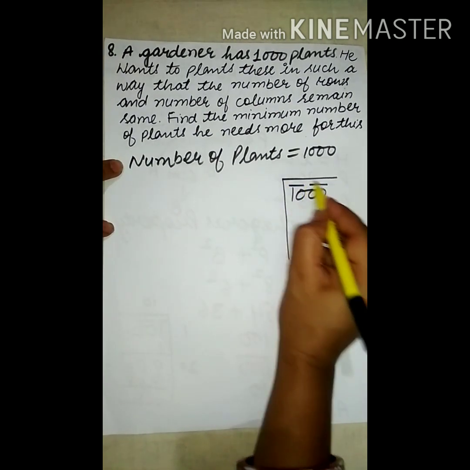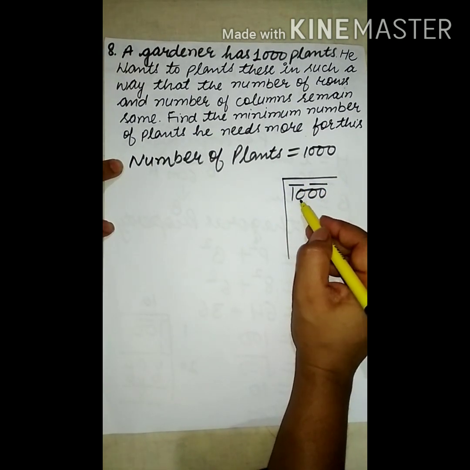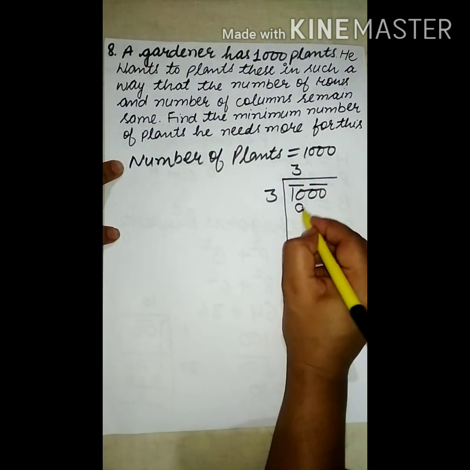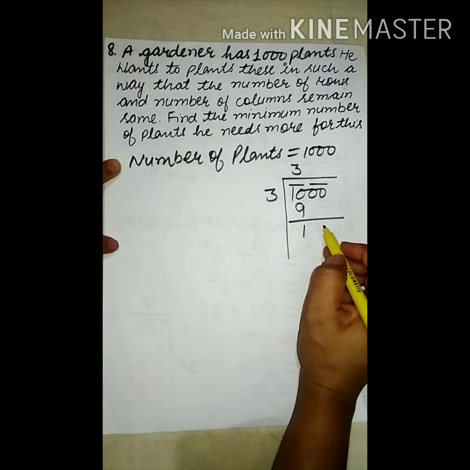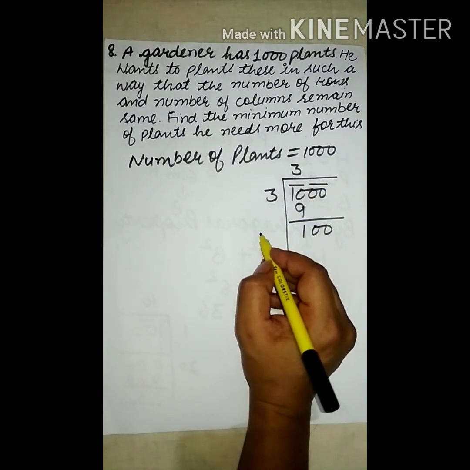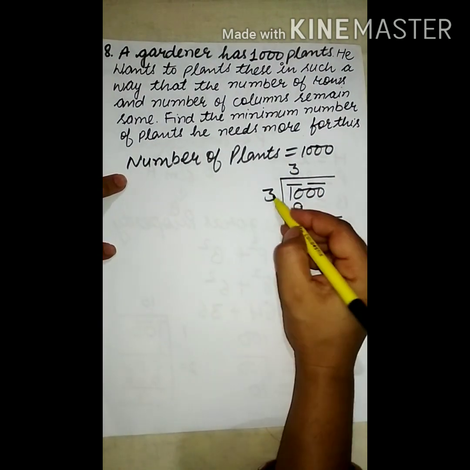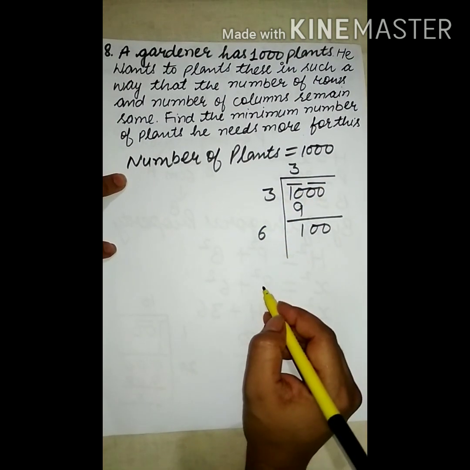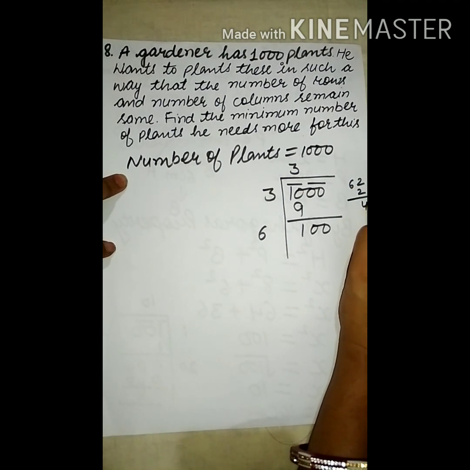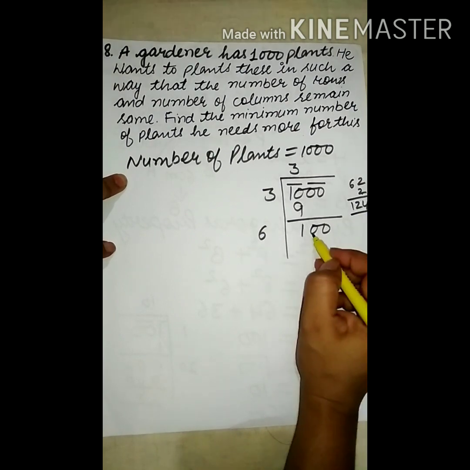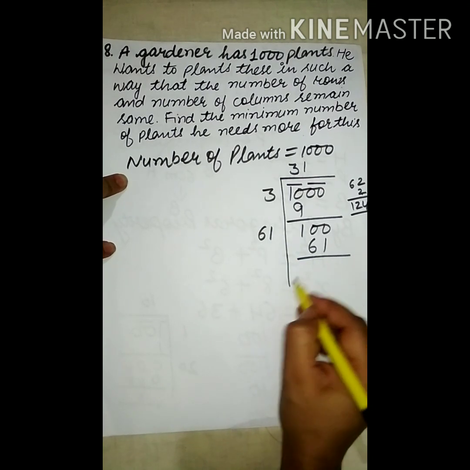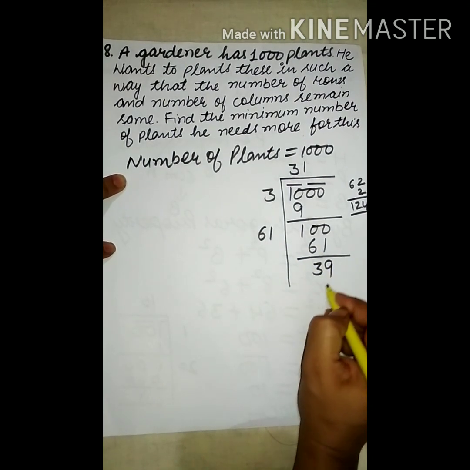So make the pairs. This is 00 and this is 10. Nearest to 10, 9 is the square number, which is the square of 3. 3 3s are 9. 10 minus 9 is 1. This is 00. 3 plus 3 is 6. Now I have to see the number. If I put 2 here, 2 6s are 12, which is greater than 100. So I'll put 1 here. This is 61. 100 minus 61 is 39.